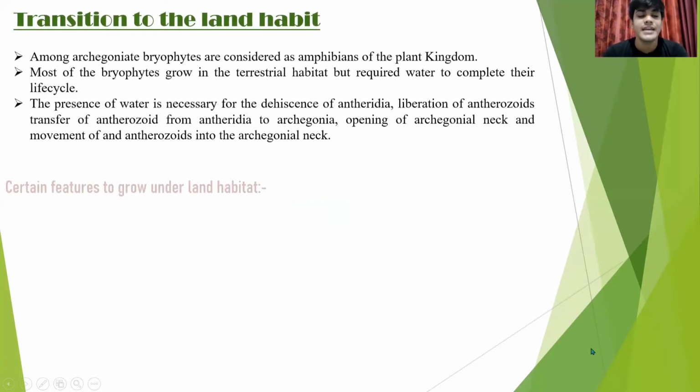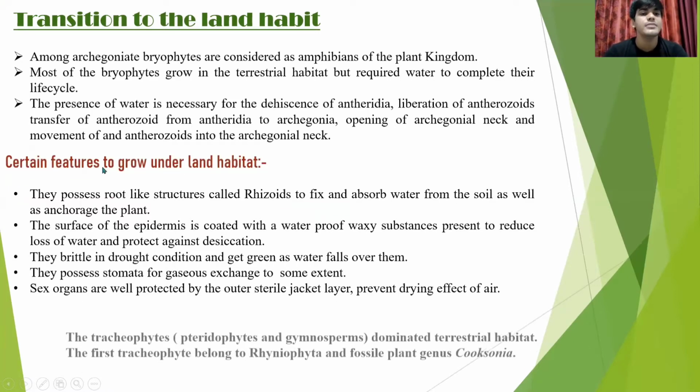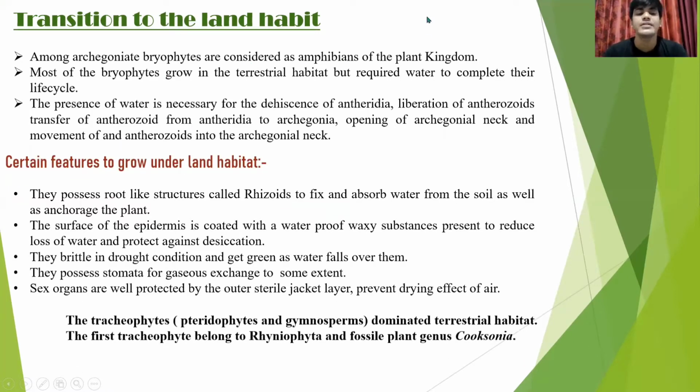So here are some features of the land habitat of the bryophytes. Among Archegoniate, bryophytes are considered as the amphibians. Why? Because they have some land habitat characters, and as well the water is necessary for the dehiscence of antheridia, or say breakage of the antheridial wall for the liberation of antherozoids, and transfer of antherozoids from antheridia to archegonia, opening of the archegonial neck, and movement of antherozoids into the archegonial neck for further fertilization.